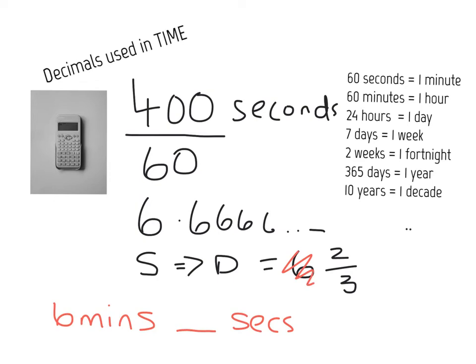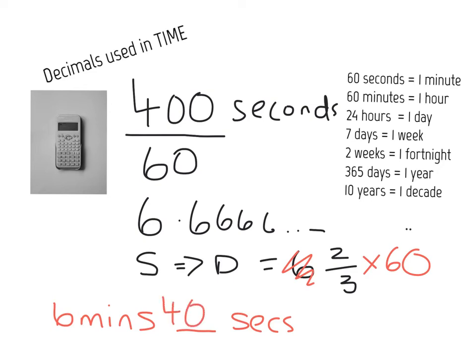What we're trying to do now is work out 2/3 of 1 minute. What is 2/3 of 1 minute? How many seconds are in a minute? 60. So we're going to times that by 60. And what you will find is you get the answer of 40.